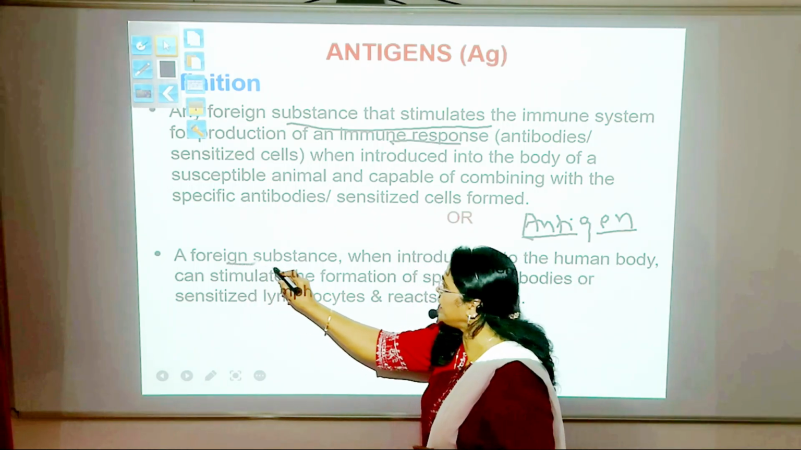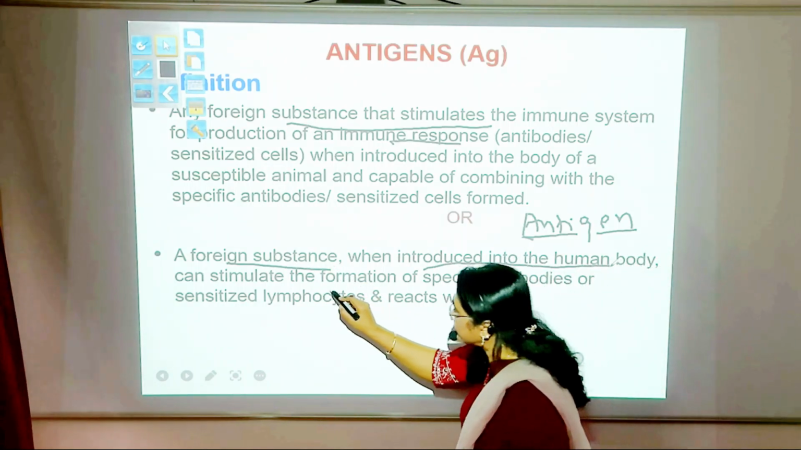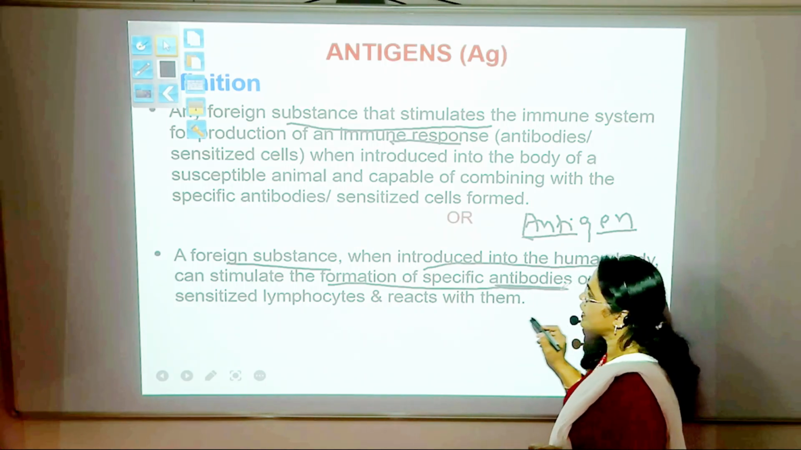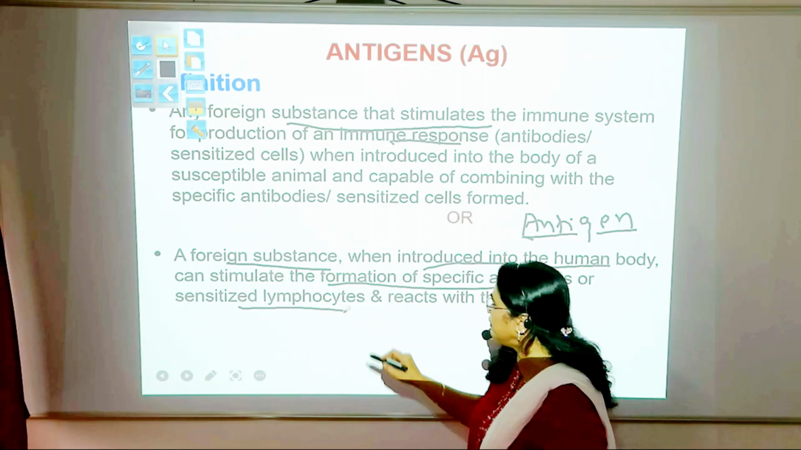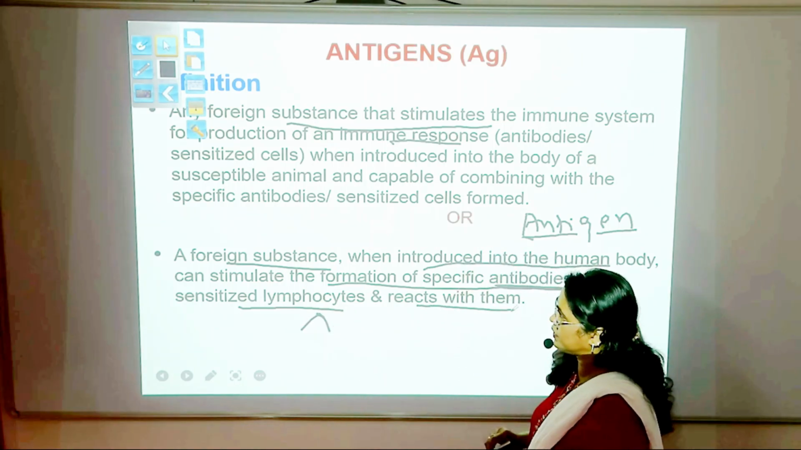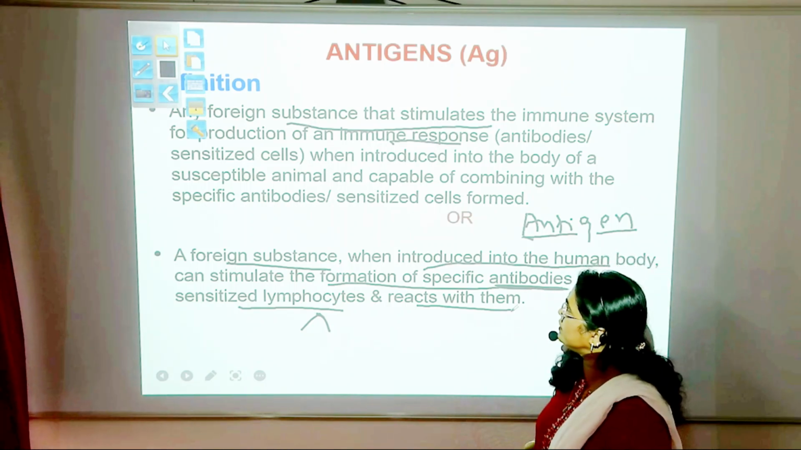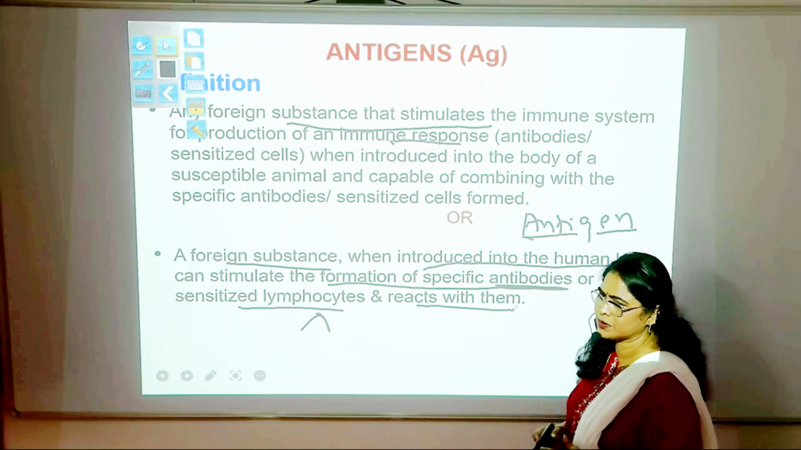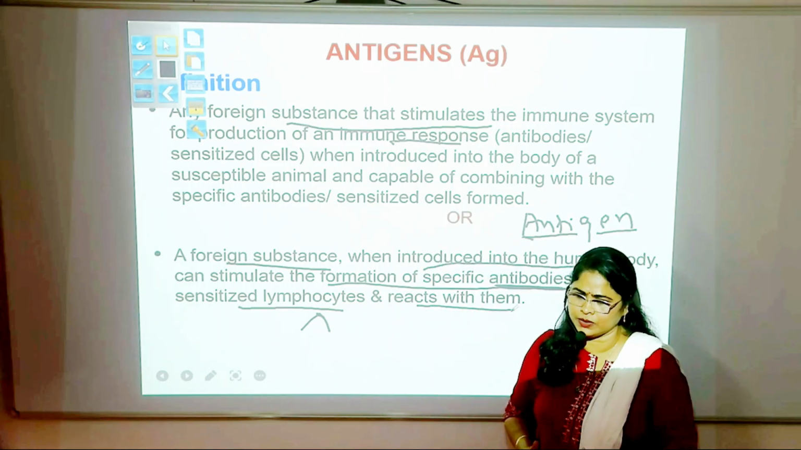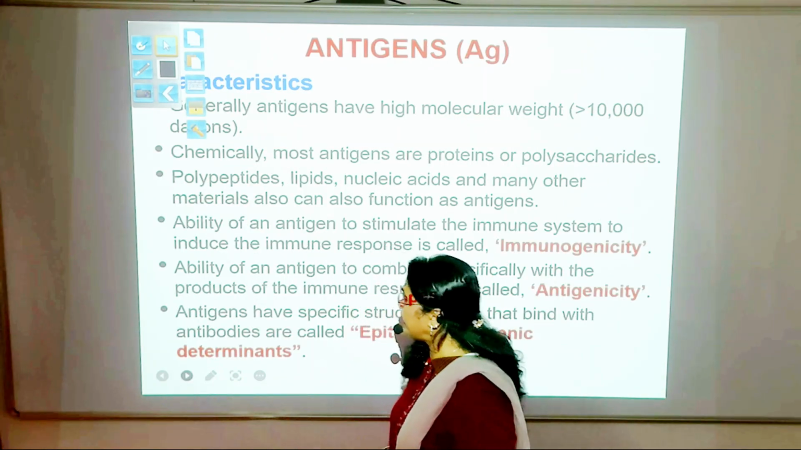So when you define it, a foreign substance when introduced into the human body can stimulate the formation of specific antibodies, or is responsible to sensitize lymphocytes, that is B and T cells, and react with it. So the definition says that any foreign substance that stimulates the immune response, evokes an immune response, produces an antibody in the body, is called as an antigen.